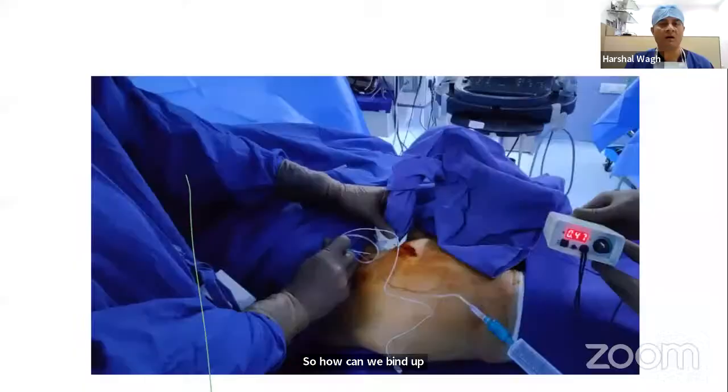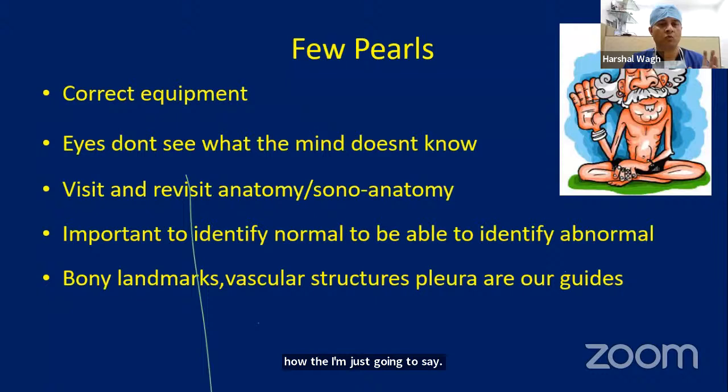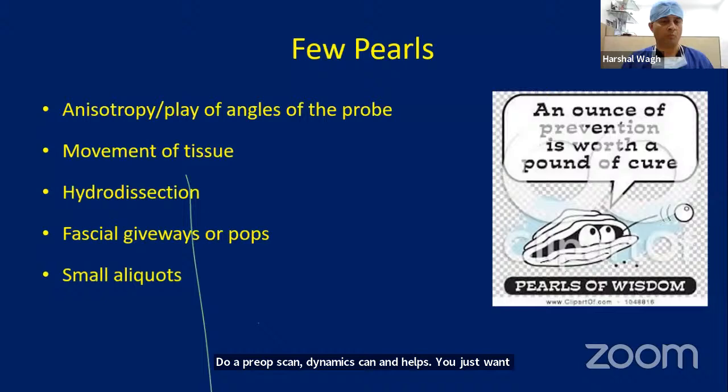I'm just going to say do a pre-op scan, a dynamic scan helps. You just want to identify normal anatomy and be aware of the artifacts, anisotropy. Hydrodissection is important. Fascial giveaways, small aliquots, always have emergency drugs.